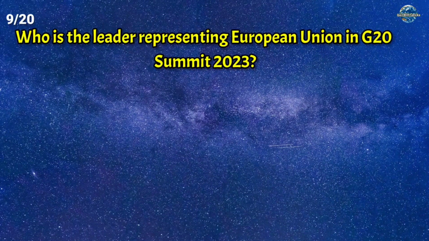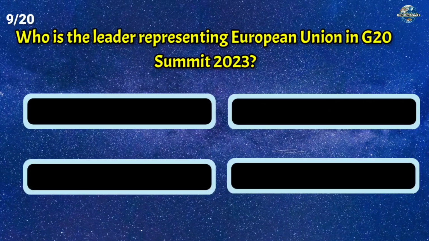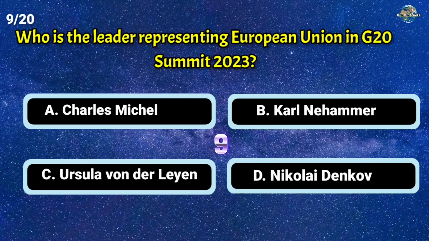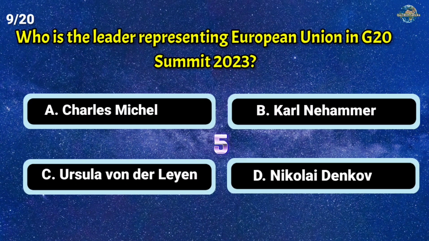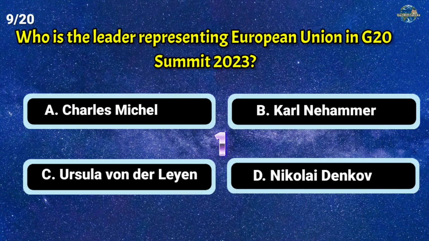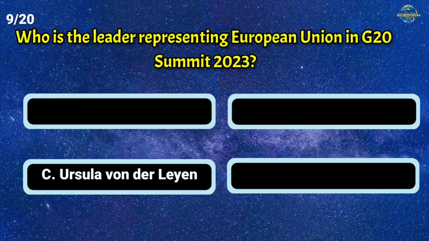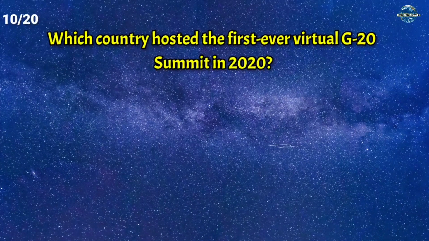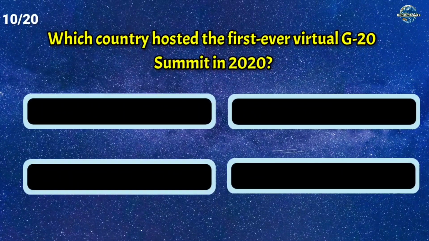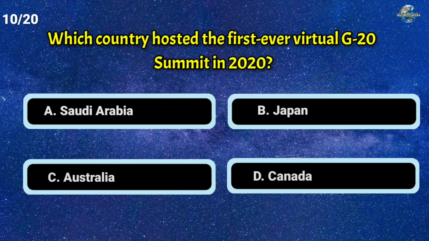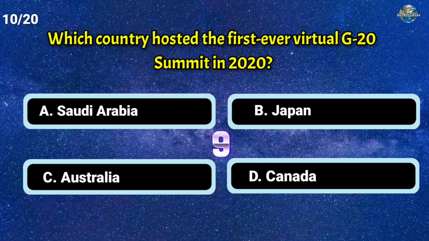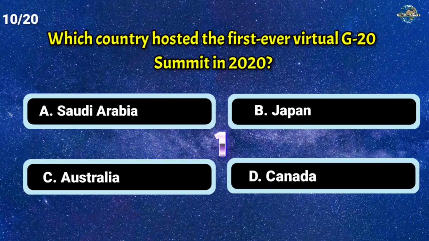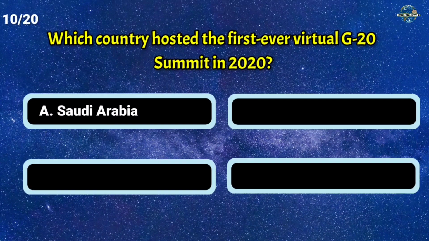Who is the leader representing European Union in G20 Summit 2023? Answer is C, Ursula von der Leyen. Which country hosted the first ever virtual G20 summit in 2020? Answer is A, Saudi Arabia.